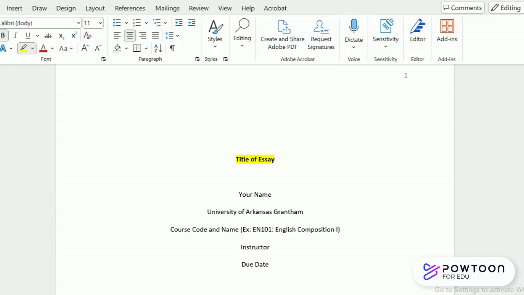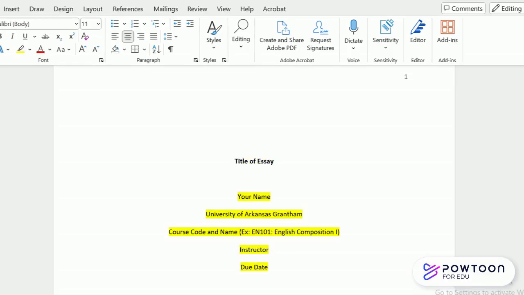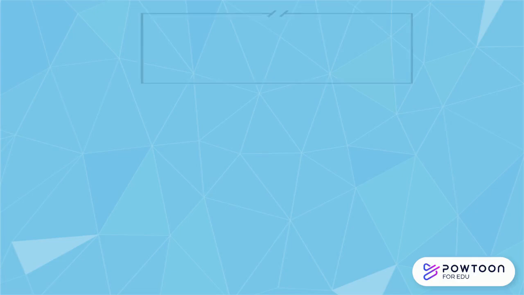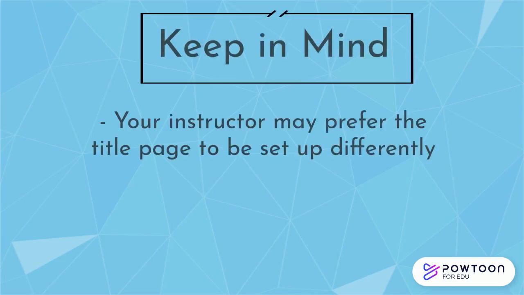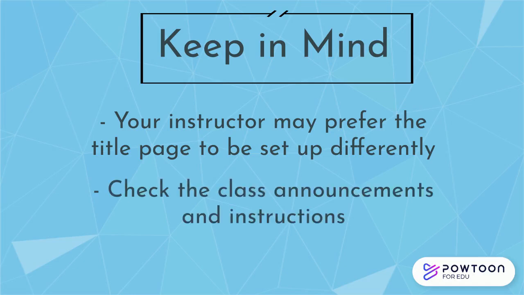To get started, let's update the information on our title page. First, we have the title of our essay. Be sure to keep the title bolded and 3 to 4 spaces from the top of the page. Next, we'll update the information below with our name, the course code and name, the instructor's name, and the due date. Be sure to note if your instructor has any preferences on the title page style. This is the title page setup that APA recommends, but your instructor may want it a bit different, so make sure you read the announcements and instructions carefully.